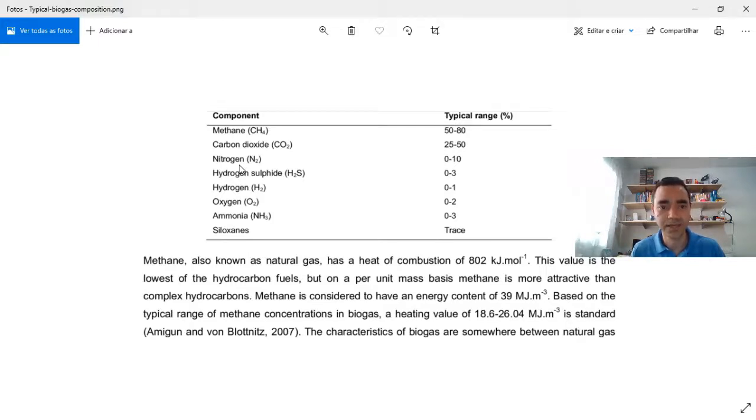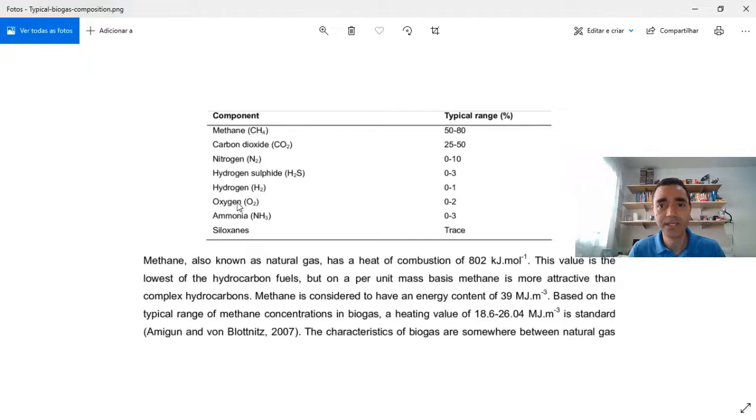So we can have nitrogen, we can have oxygen, and when the microorganisms are doing the reactions of the trash, we need an environment free of oxygen, and that way the microorganisms will produce methane and CO2.